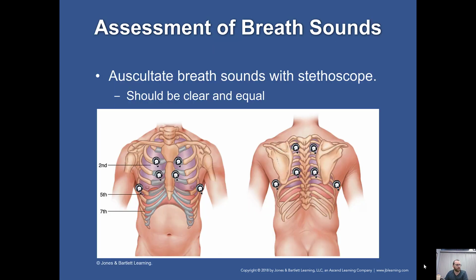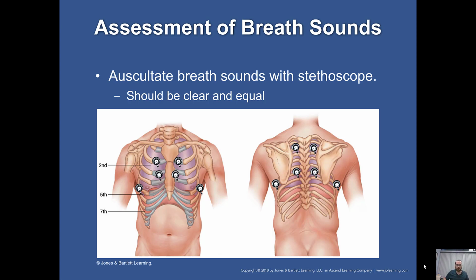All right, breath sounds should be clear and equal, bilaterally ready to go. So again, we're going to compare side to side. If we're listening to upper breath sounds on the right side, the next spot we're going to be listening to is upper breath sounds on the left side, right? We want to compare equal lung fields, right?